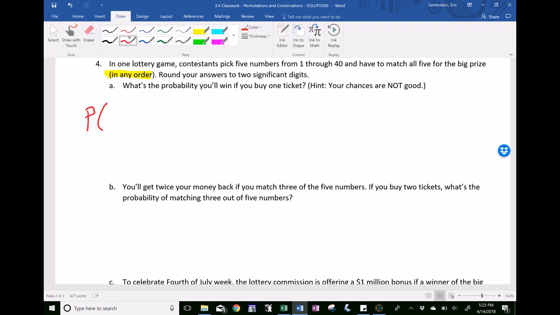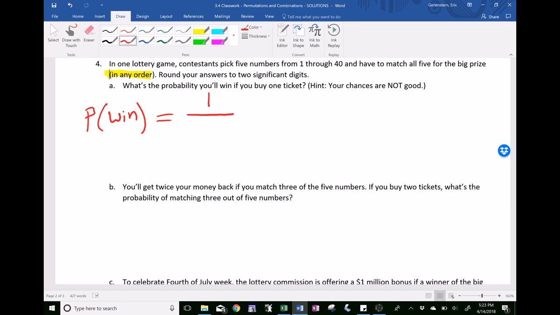Okay, so probability of a win. By definition, this is the number of ways you could win divided by the total number of ways you could play. Question is, how many ways can you win? Well, a winning ticket has to consist of all 5 of the correct numbers, so there's only one winning ticket. So number of ways to win, that should be 1.